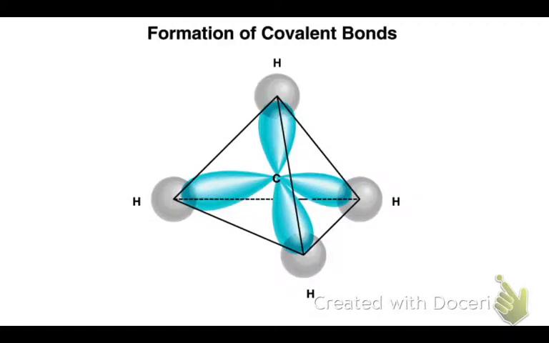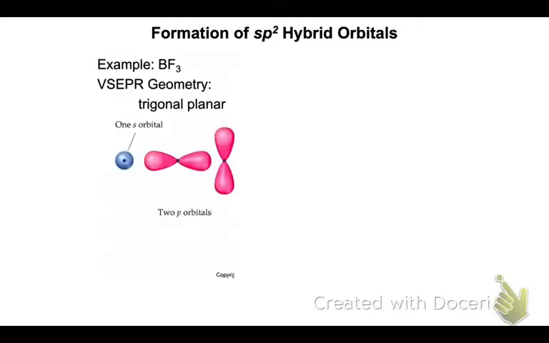Now, formation of covalent bond then can be explained, for example, for carbon the same way. Carbon used 4 hybridized orbitals, each one of them called sp3, with 4 hydrogens, each one of them using a 1s. Now, there is another hybridization that goes on that we call sp2. An example is boron trifluoride. The VSEPR geometry of boron trifluoride suggested that we have trigonal planar. So, if we remember, boron is an exception. It is happy with 3 bonds or total of 6 electrons around it.